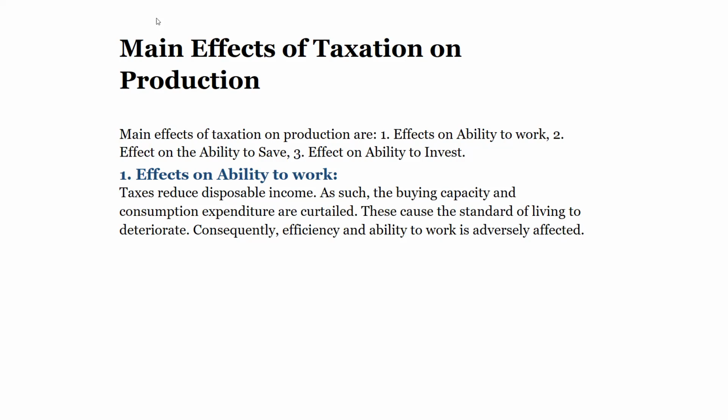So the main effects of taxation on production are effects on ability to work, effects on ability to save, and effects on ability to invest. These are the elements involved in determining the impact of taxation on production. First one is the effect on ability to work. When tax increases, it reduces the disposable income.